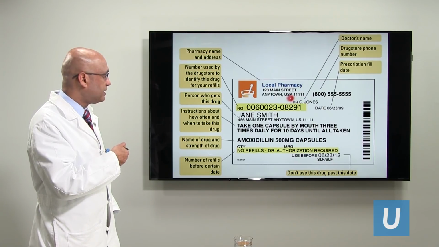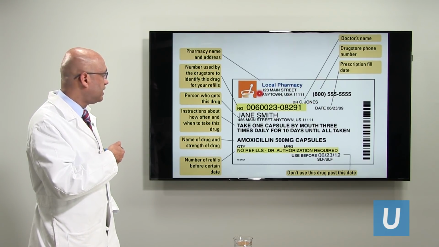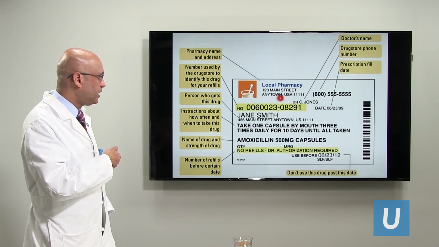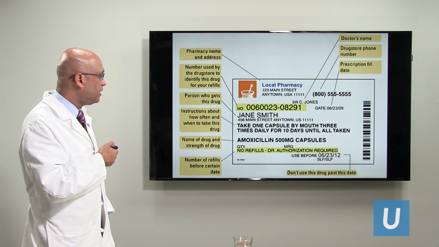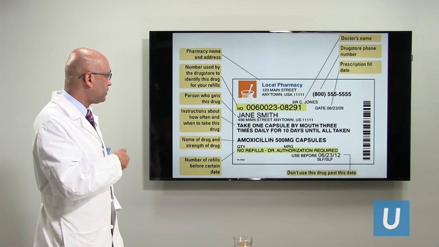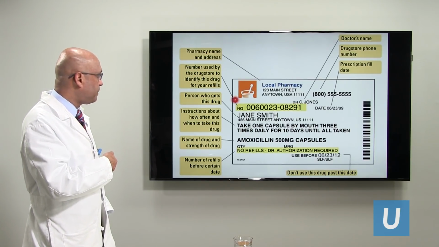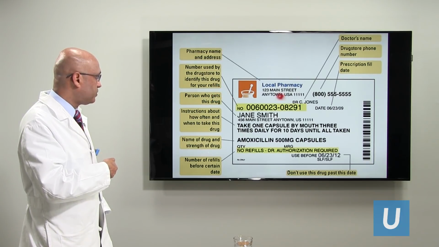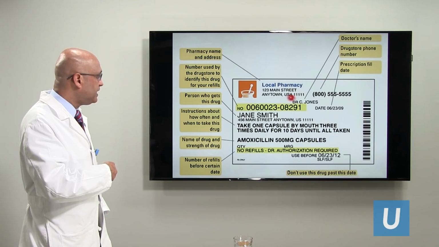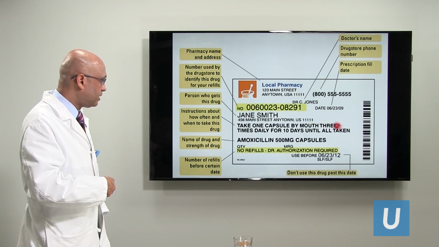Then going one by one, look at the pharmacy name and address right over here. Make sure that the pharmacy name and address is correct. Number used by the drugstore is right over here. So look at the number. This is more for the pharmacy when they're refilling or filling the drug for the first time. We already spoke about the name of the person, Jane Smith or whatever the name of the person is. The name of the medication as well.